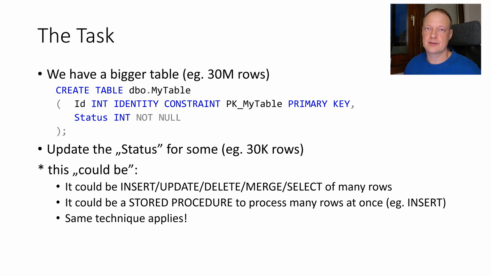It could be any other SQL command like insert, delete, select, merge. It can be a stored procedure you call, and you want that stored procedure to process 30,000 rows. Any SQL command. Update is just an example. The same technique applies to any command. We will go with an evolutionary approach. That means we will start as a beginner with the worst possible solution, and we will evolve to a better one until we reach the best solution.